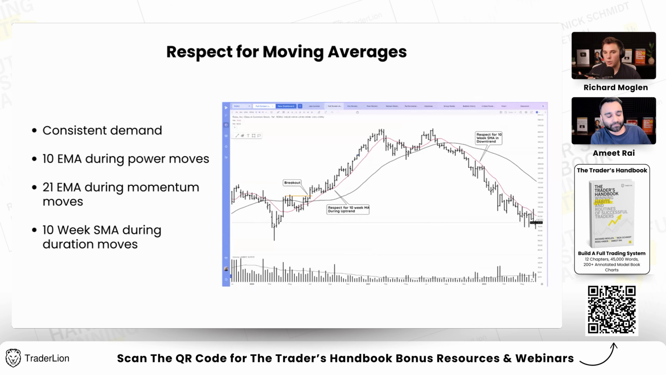You just kind of want to watch for general respect, and then on a weekly chart, look for 10-week moving average respect during duration moves, like we saw with Roku, where it increased all the way, several 100% during this move, and then declined almost 100% during this stage 4 downtrend. So again, stage 2 uptrend, stage 4 downtrend. Respect for moving averages during both those stages.